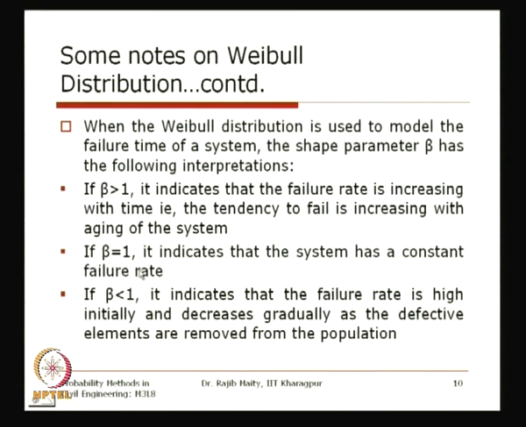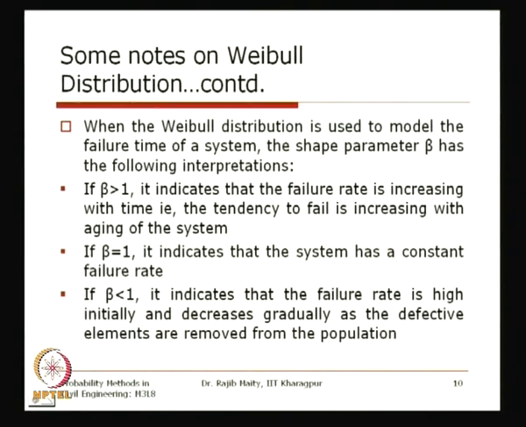This is exactly what is stated here: if beta equals 1, it indicates that the system has a constant failure rate, which is the basic assumption of the exponential distribution, and we have also discussed that when beta equals 1, the distribution approaches the exponential distribution. Now, there are two other cases. If beta is less than 1 or if beta is greater than 1, what does it imply?